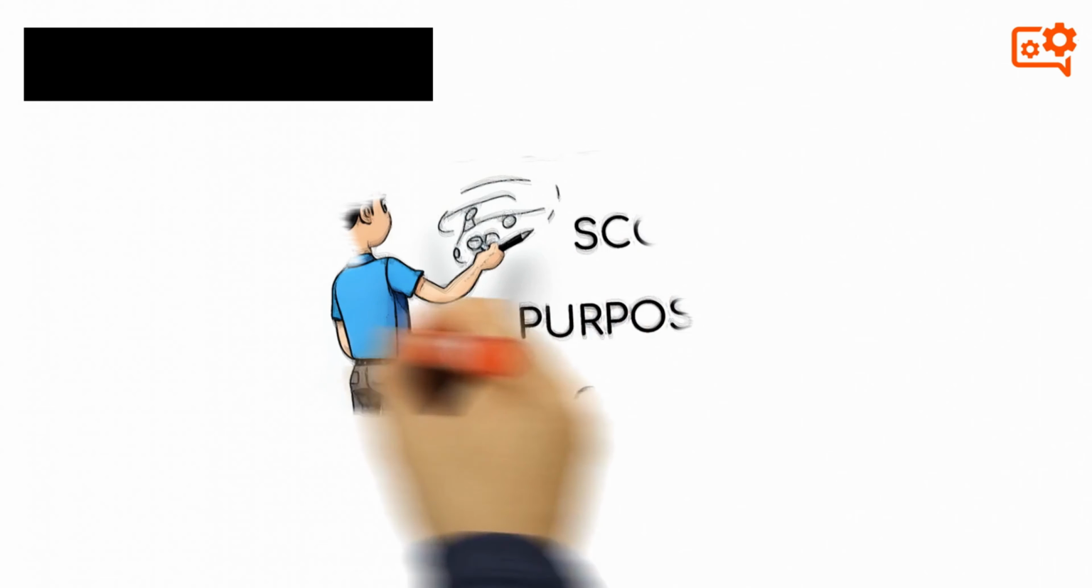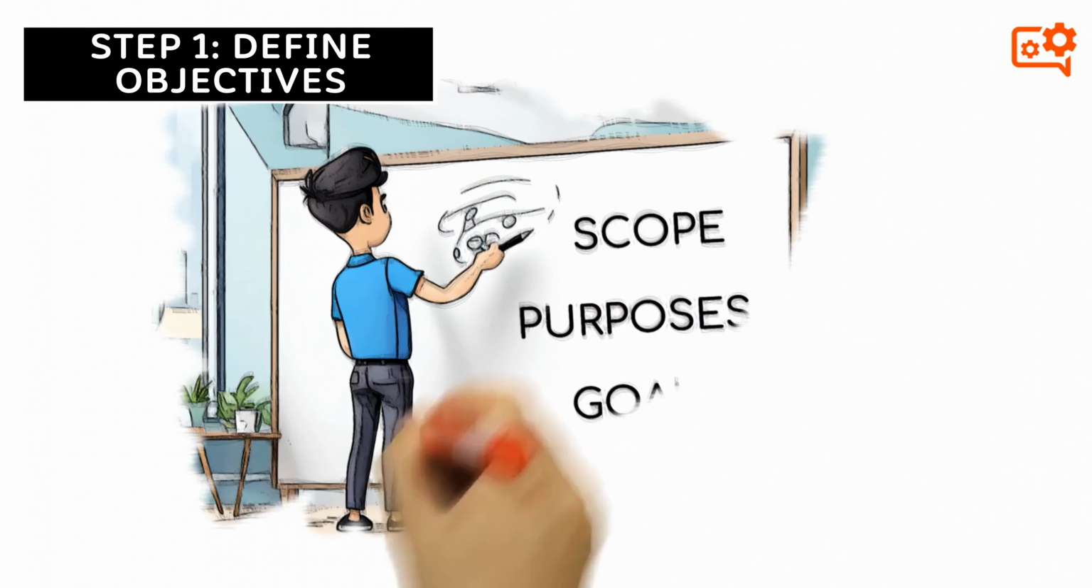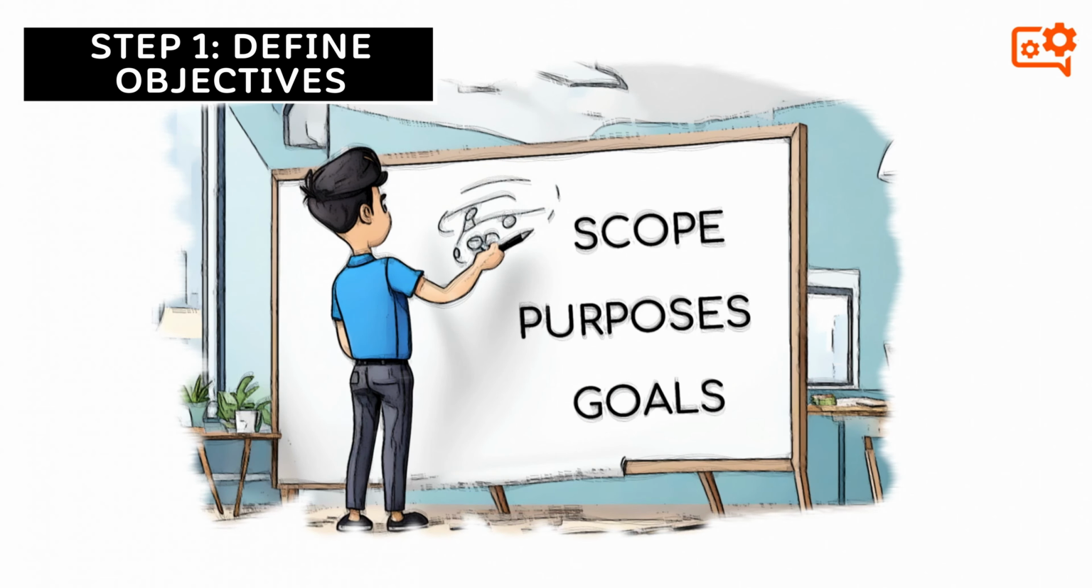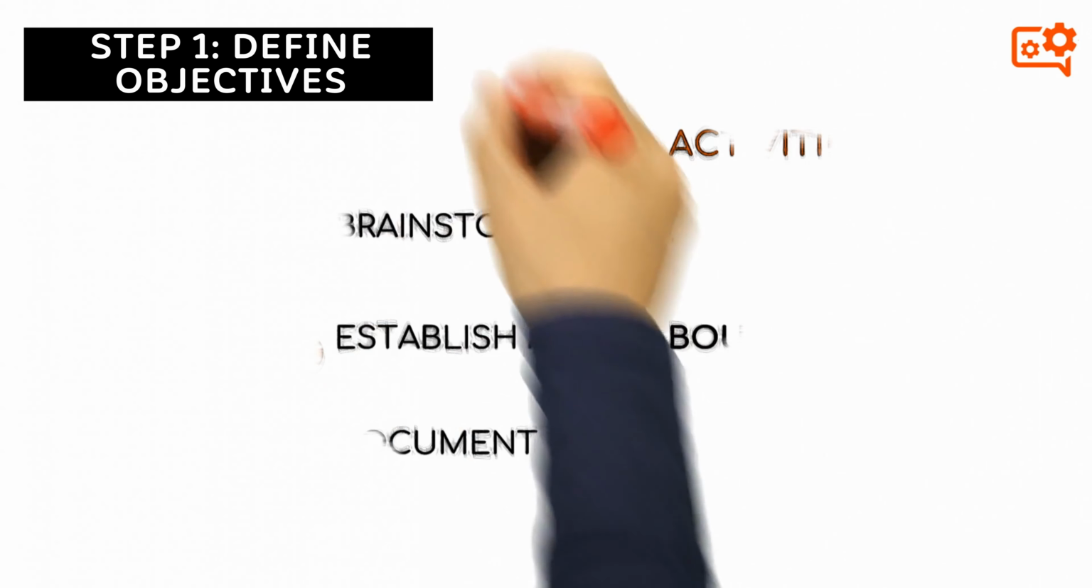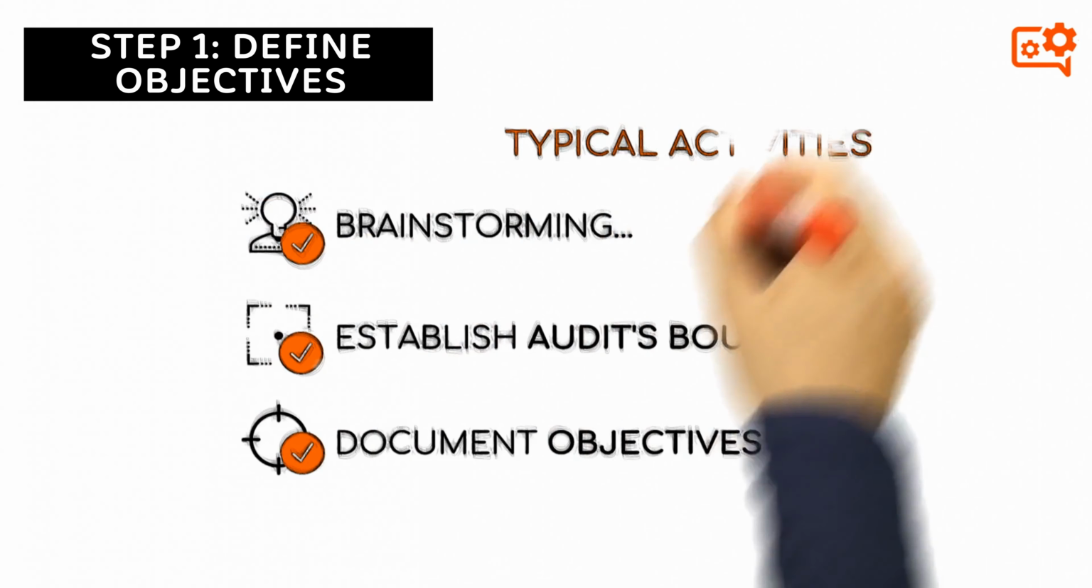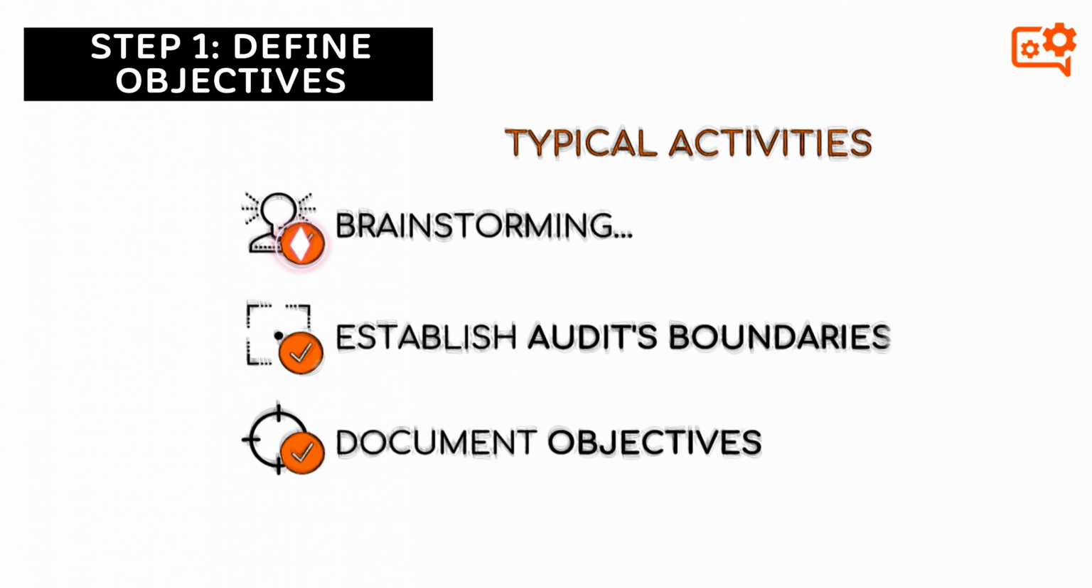Define audit objectives. Scope out what you'll be auditing, set clear purposes, and outline your goals. Typical activities. Brainstorm with stakeholders, establish the audit's boundaries, and document your objectives clearly and concisely.